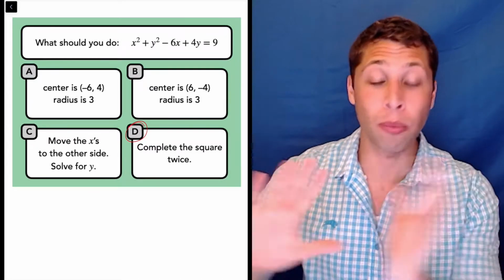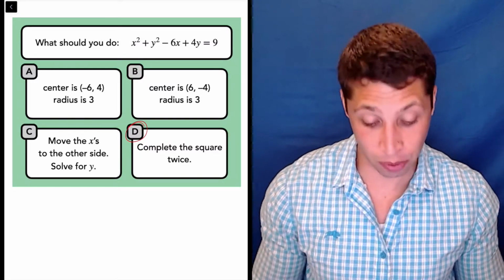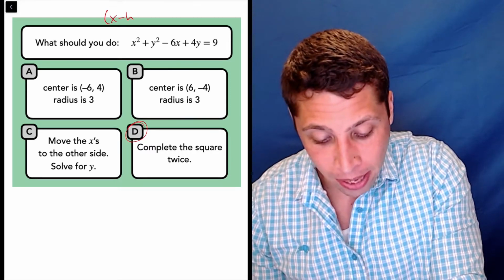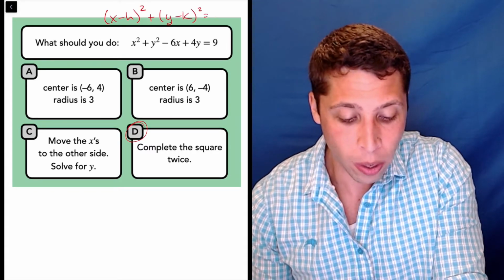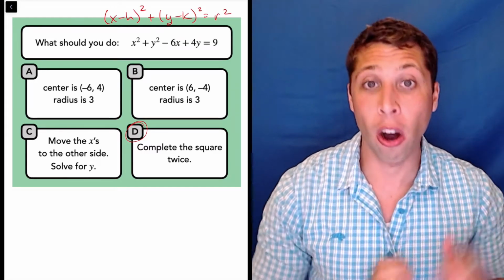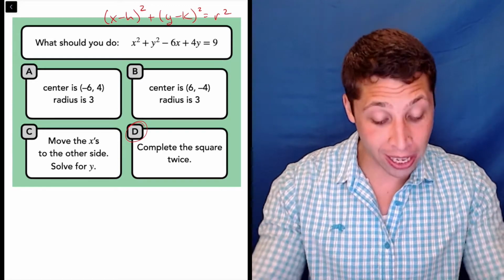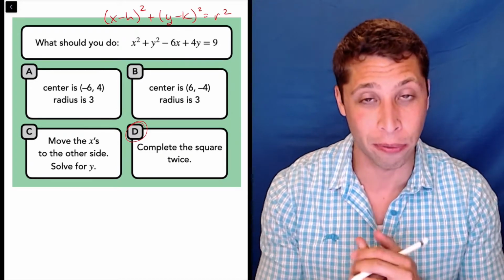Just like with lines, we have y equals mx plus b. That's the safe place we want to get back to. Circles have their own equation that we want. It is (x minus h) squared plus (y minus k) squared equals r squared, the radius squared. So (h, k) is the center, r is the radius. This is the ideal format. And as we can see, this version that we were given is not correct. It is not the right format for the circle.